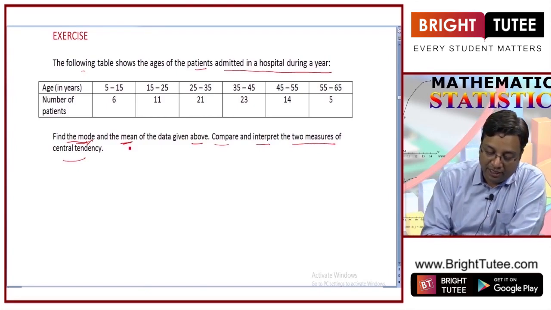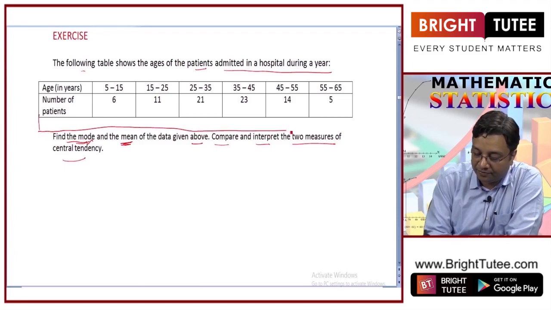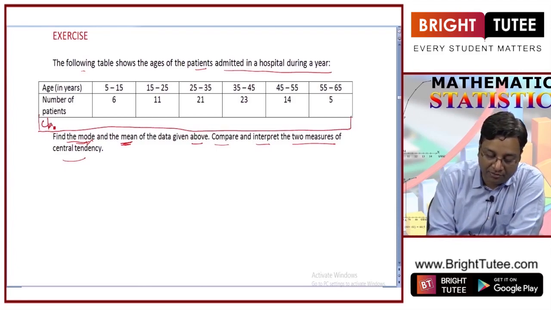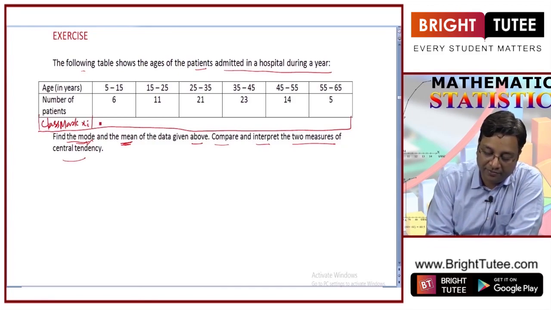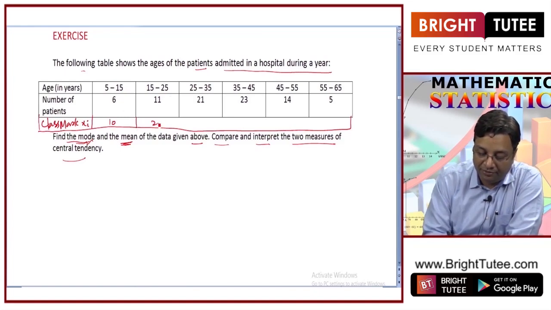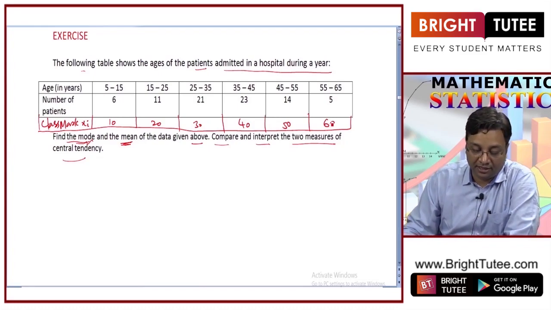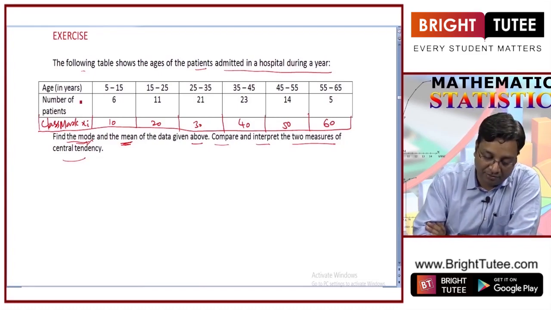Okay. So, to calculate the mean, we would require class marks, right. What is a class mark? It will be denoted by xi. So, 15 plus 5 is 20, 20 divided by 2 is 10. Here you will have 10, 20, 30, 40, 50, 60, right. So, these are the class marks or xi. The number of patients will give us the frequency.